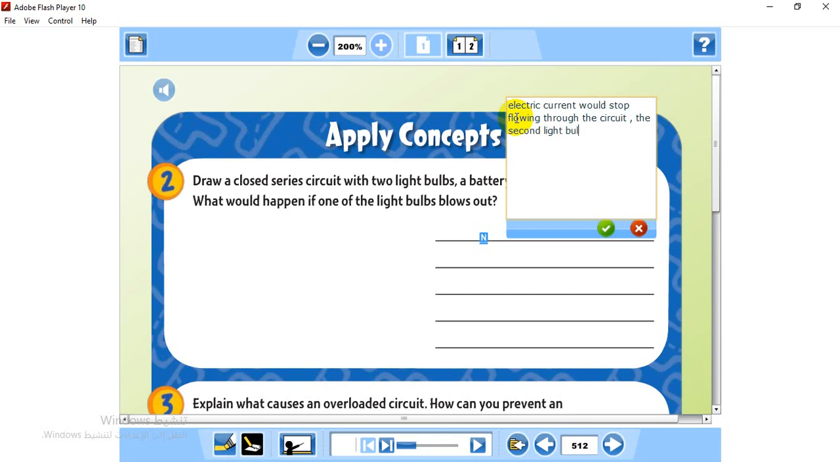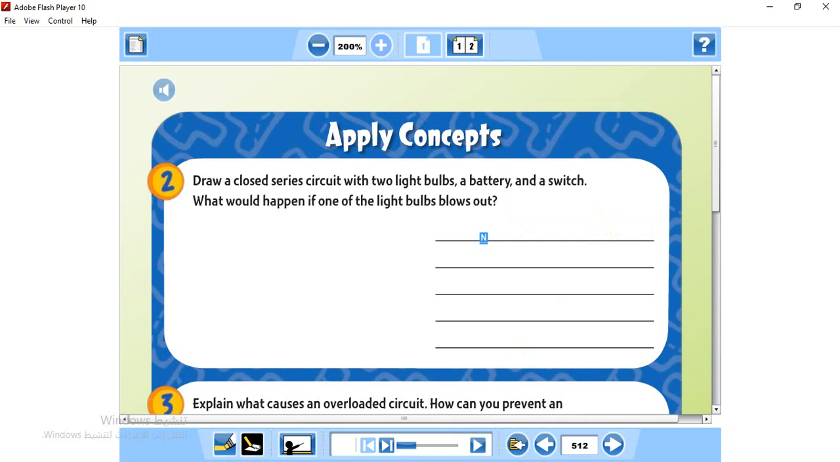So the second light bulb would what? Would turn off. Would it burn out or what? Not burn out, but turn off, because the electric charges stop flowing. So easy, right? And if you didn't understand what I mean here, wait for me. So electric current would stop flowing through the circuit because the second light bulb would turn off. Okay, so I will explain it here.